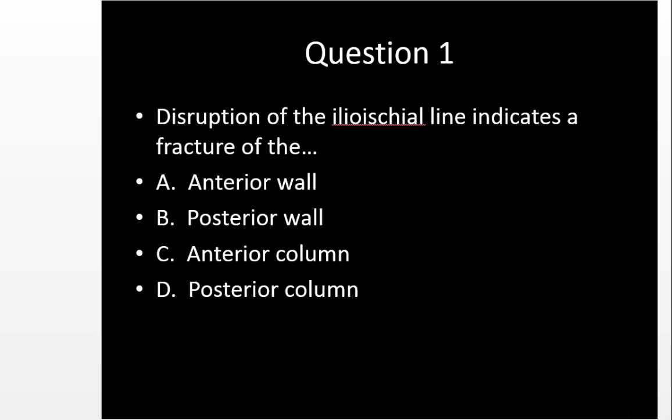So I'd like to first start my lectures out by posing a couple questions, and we'll come back to these exact same questions at the end of the lecture. I just want you to think about these questions. Question one is, disruption of the ilioischial line indicates a fracture of what? Is it the anterior wall, the posterior wall, the anterior column, or the posterior column?